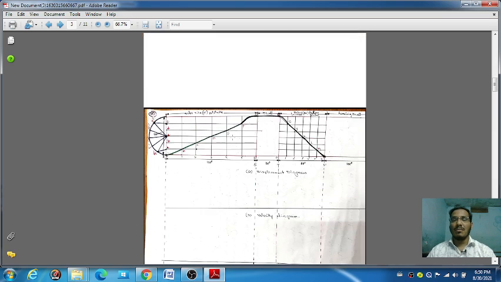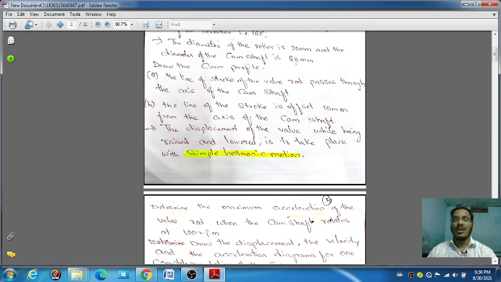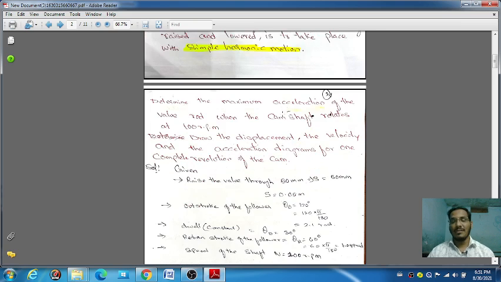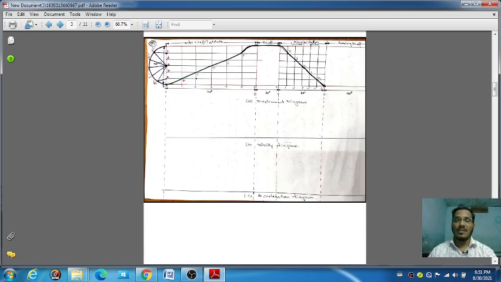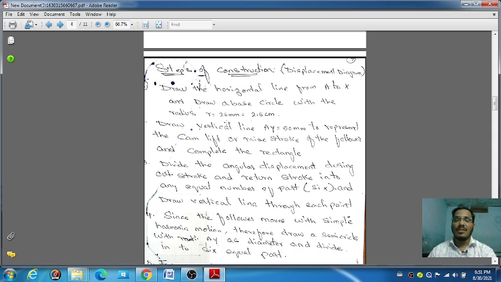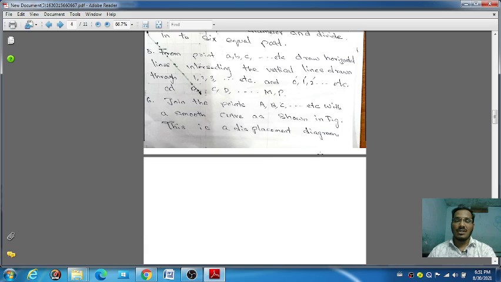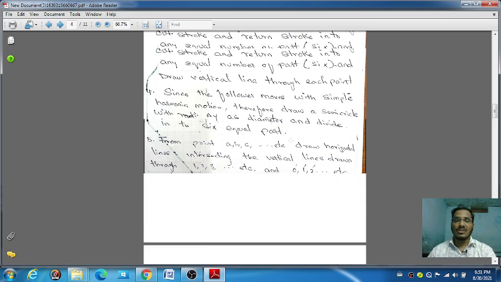The diameter is given, but I am taking it in terms of radius, because if I divide 25 by 2, I will get 12.5. Then 12.5 converted into centimeters means 1.25 we will get. So that is a very small figure. That's why I am taking 25 millimeter as a radius, 2.5 centimeter. Nothing will happen if you do it like this. Draw the vertical line. The same sentences are there for your construction steps.